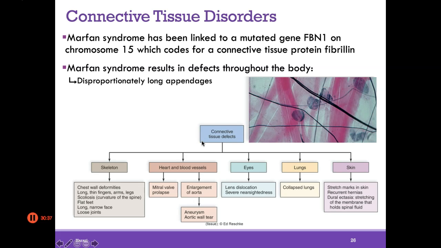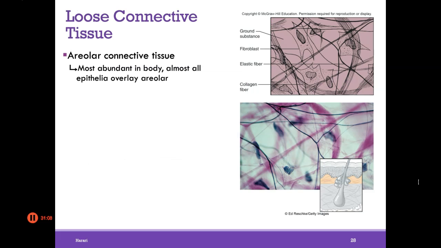So for example, people with Marfan syndrome have disproportionately long appendages. They have a weakened aorta. And a lot of times it's an enlargement of the aorta, and they have very poor eyesight. They could also have breathing issues. They can have stretch marks in skin. So all these different organs require these connective tissue proteins. So just by missing one protein, you could have consequences throughout the body. That's how widespread connective tissue is.